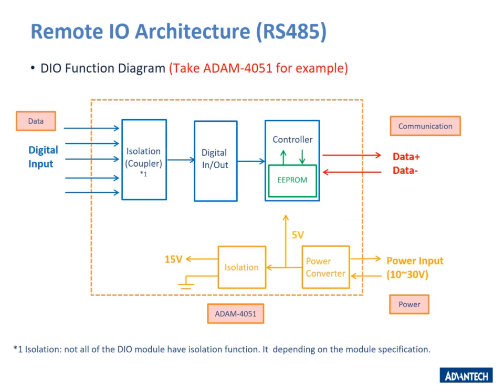On this page, we use the ATOM 4051 Remote DIO module as an example. In the Remote DIO architecture, the digital data goes through the data part to the module. For some isolation DIO modules, the data will go through the isolation coupler. Next it goes through the digital input-output IC, then transfers the data to the controller, with EEPROM to configure and save the data. Finally it uses RS485 communication to send the data to the computer.